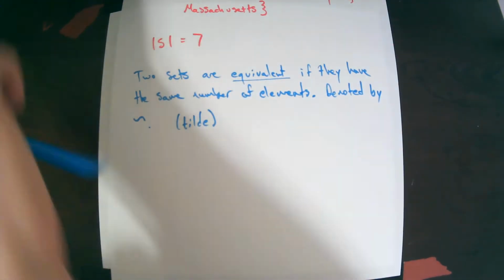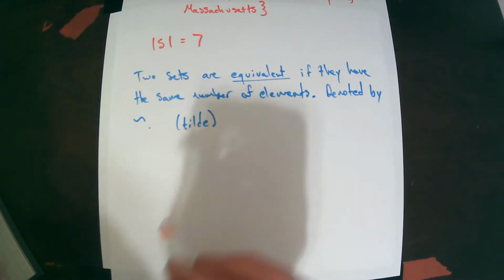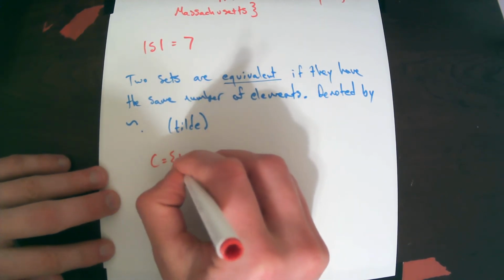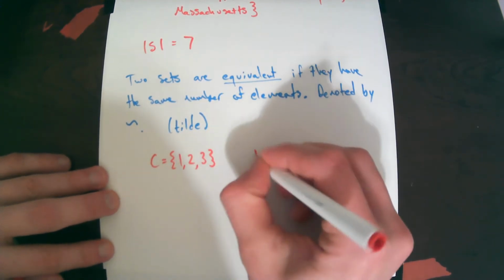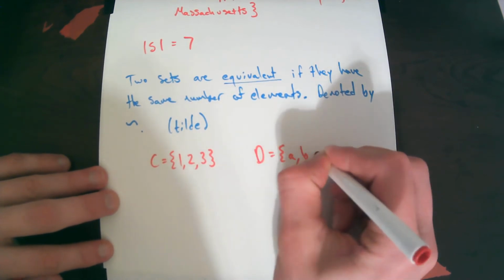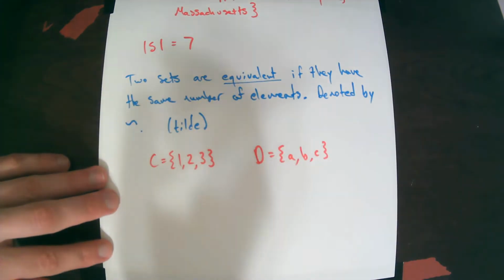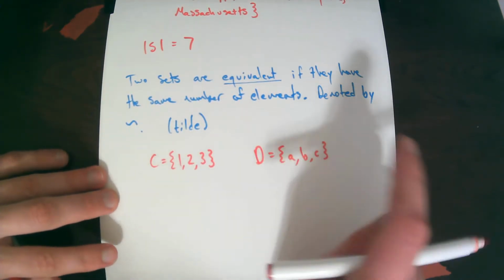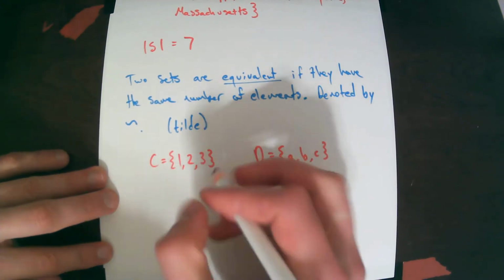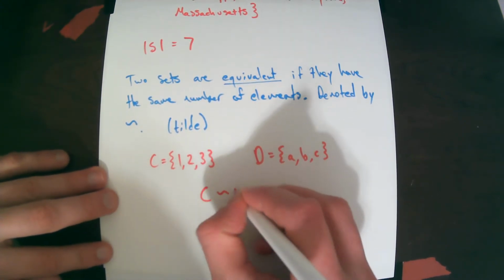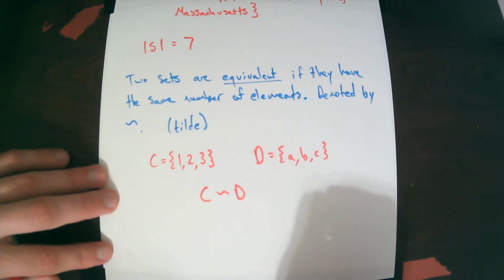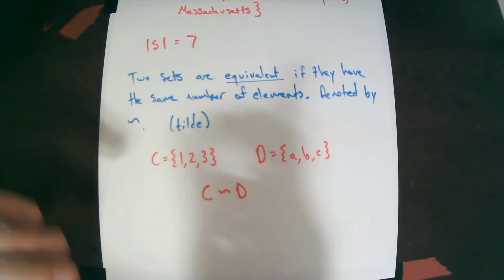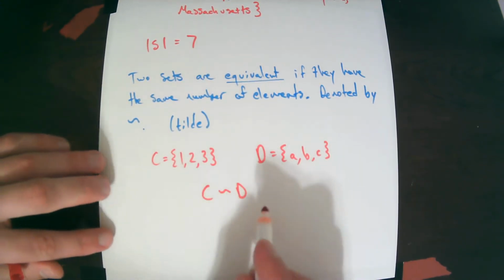So for example, let C equal the set 1, 2, 3. Let D equal the set A, B, C. 2 sets are equivalent if they have the same number of elements. Well, this has 3 elements, this has 3 elements, so C is equivalent to D. Doesn't matter what the elements are, just means that there are the same number of elements.